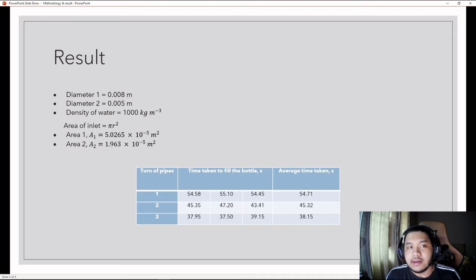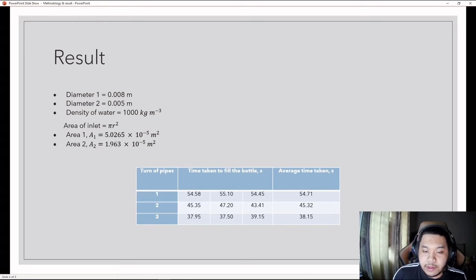So for the result, before anything else, we need to measure diameter 1 and 2, which is the inlet for the aerator. For diameter 1 we get 0.08 meter and diameter 2 is 0.005 meter. We assume that the density of water is 1000 kg per meter cube. And from the diameter we can calculate the area of the inlet by using the formula pi r squared.